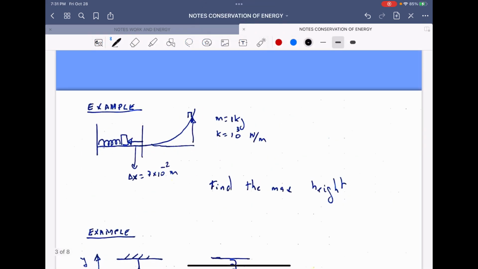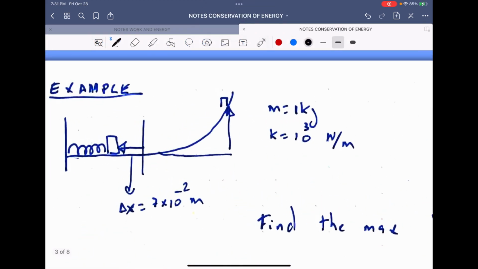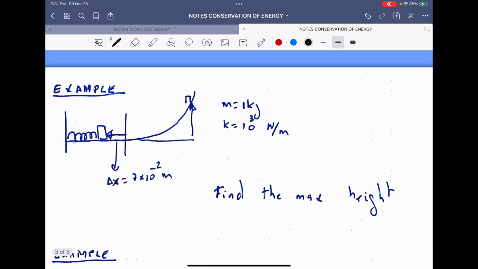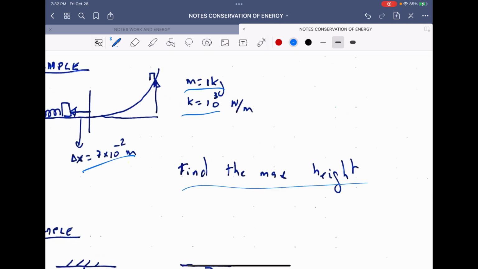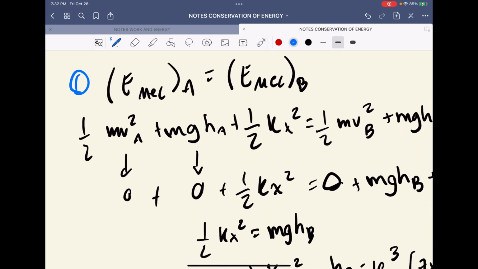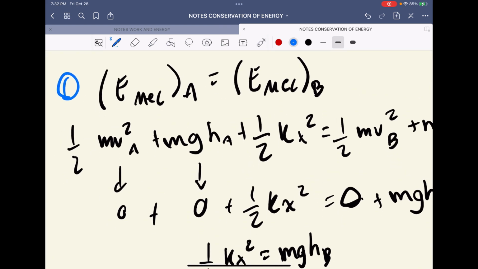All right, so this is a problem of conservation of energy. We have this example here, which has a spring. The displacement in x is equal to this, m is equal to this, and k is equal to this. It's asking us to find the maximum height. According to the conservation of mechanical energy, the mechanical energy at A is equal to the mechanical energy at B. So we put this into formulas.